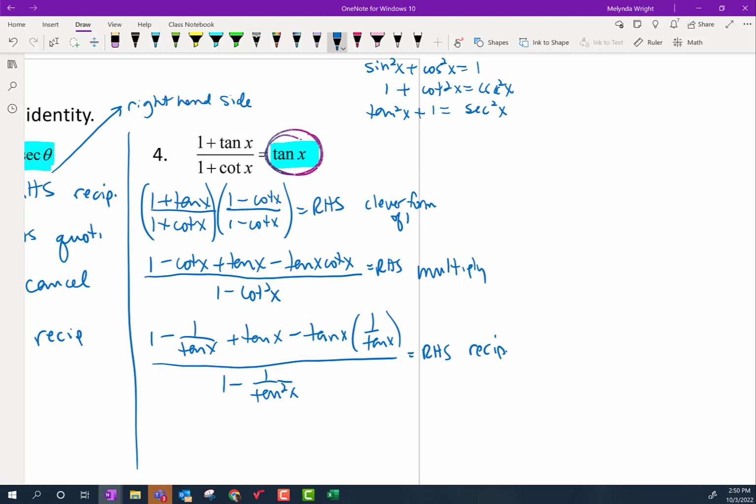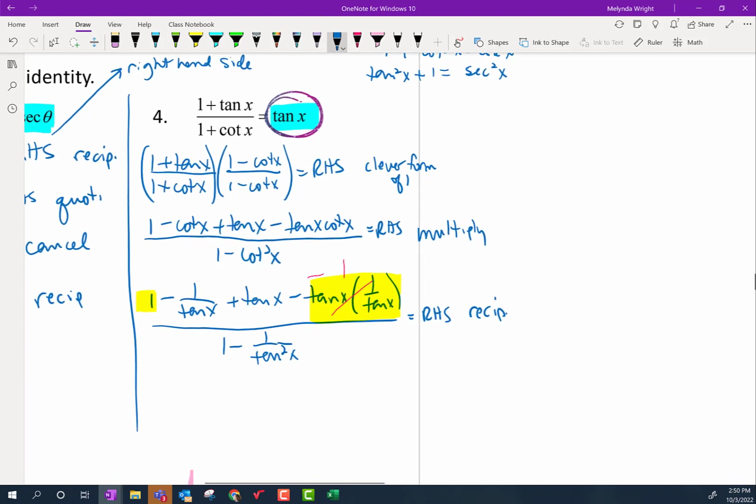Now I want you to focus on this little piece for a moment. What is tangent over tangent? It's 1. It cancels to 1. And I have 1, basically 1 minus 1. This turns into a 1. So those are going to go away. Y'all with me? You see how the 1 minus 1 is going to be gone? And so let's just rewrite it.